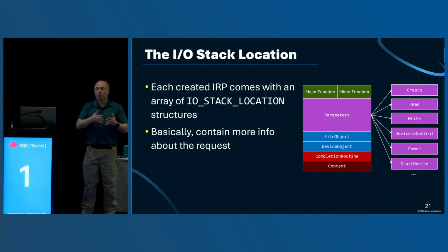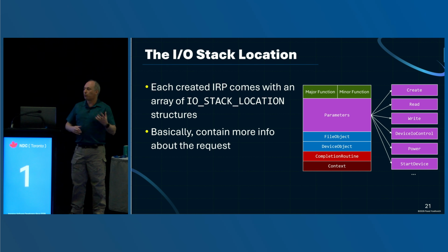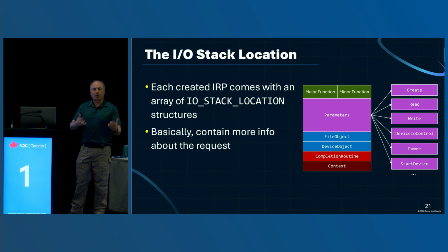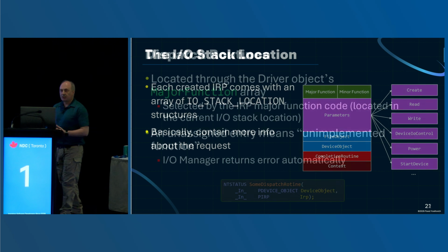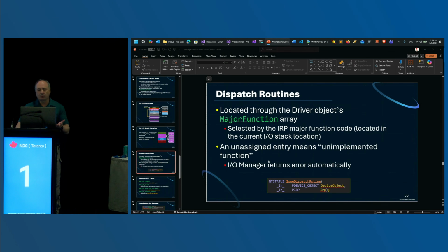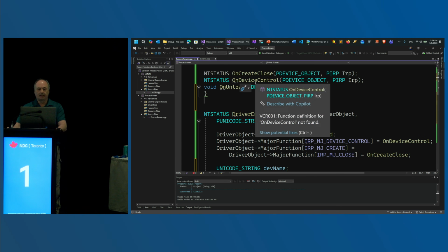request kind. So if it's a read, I have to look at read. If it's a write, there's write. If it's a device IO control, there's a device IO control. If it's power management, there's power. So I have to look at the correct one, otherwise I'll just get junk. So that's what we need to do. Let's go ahead and do that.